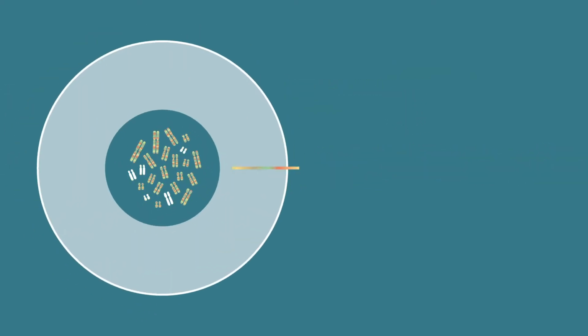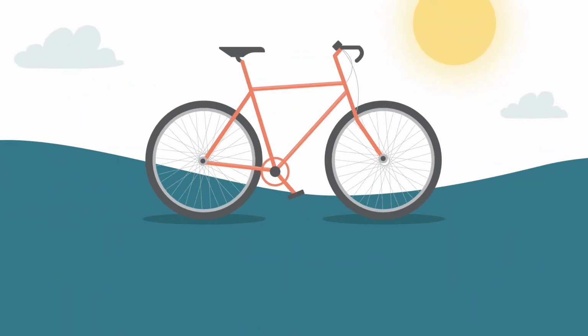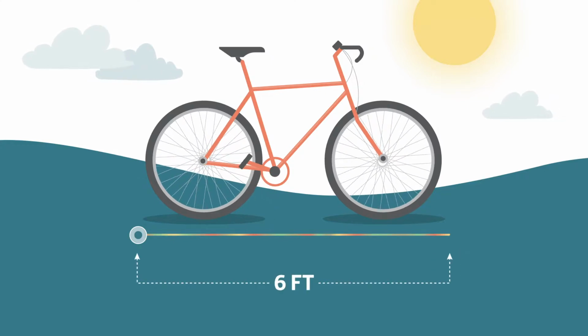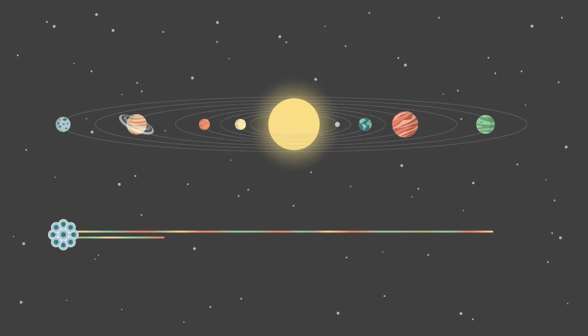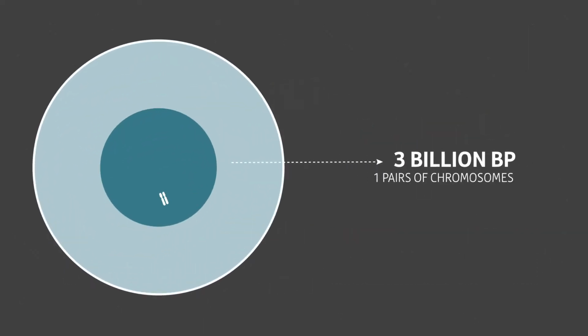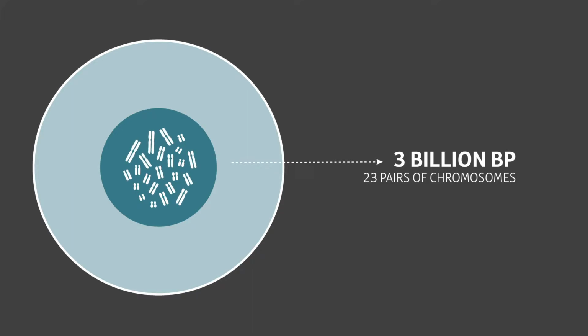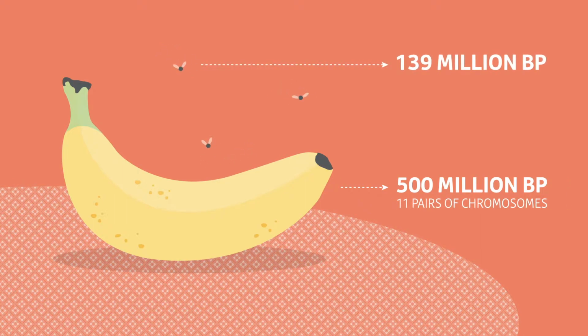The human genome consists of approximately 3 billion base pairs. If you were to stretch out the base pairs from a single cell in your body, they would span over 6 feet. If you were to stretch out all of the base pairs from every cell in your body, they would span the entire diameter of the solar system twice. In a human cell, the 3 billion base pairs are distributed across 23 pairs of chromosomes, but the number of base pairs that make up a genome varies across organisms. For example, a banana has about 500 million base pairs across 11 pairs of chromosomes, while a fruit fly has over 139 million base pairs distributed across 4 pairs of chromosomes.